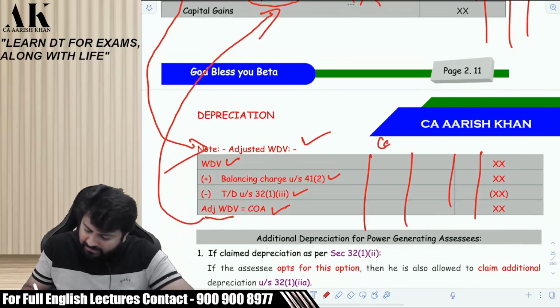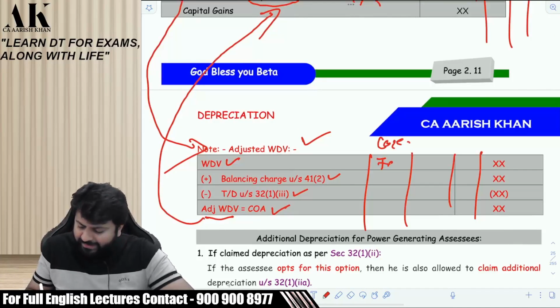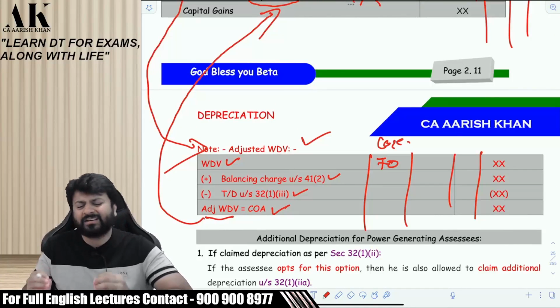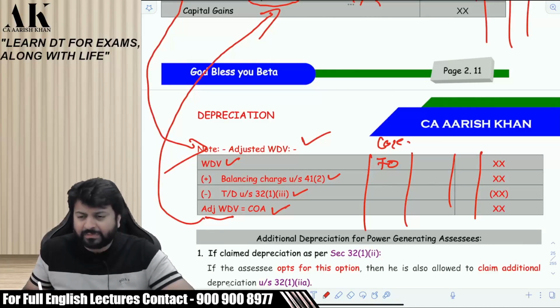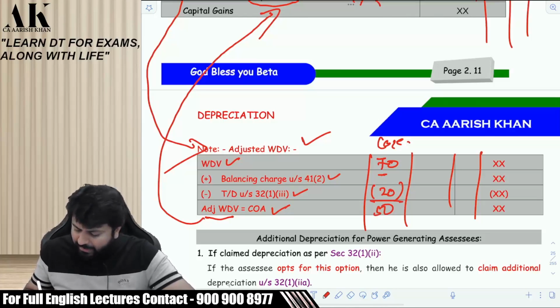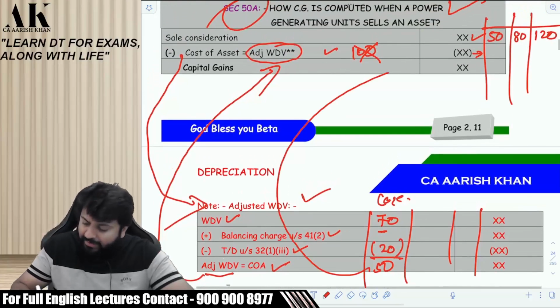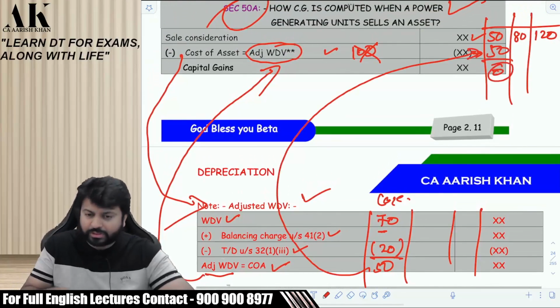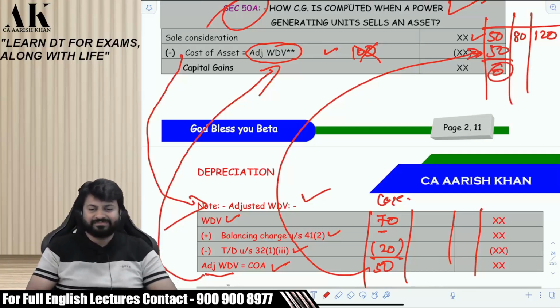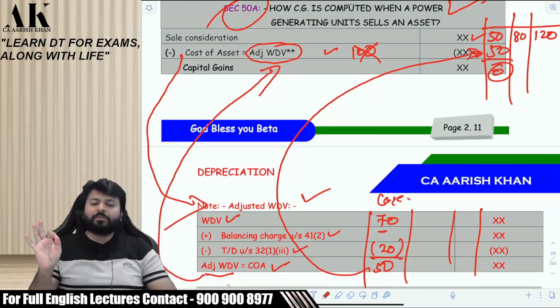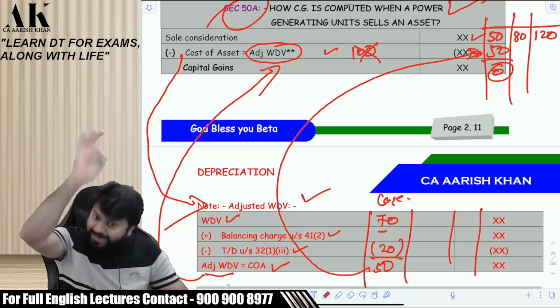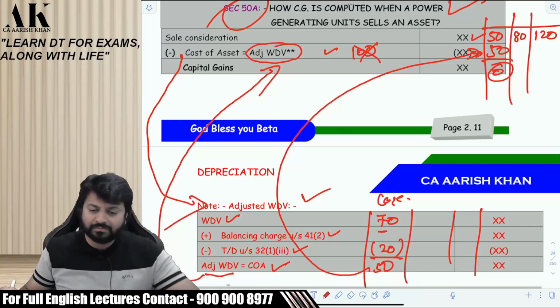Now what is adjusted WDV for all three cases? Case 1, WDV is 70. Please tell me, in case 1 is there balancing charge or terminal depreciation? There is no balancing charge. There is a terminal depreciation of 20 rupees, right? This will become 50, and this will become your cost in case 1, and see now it will become 0. It will not come as loss. They have made such a formula whereby if there is a loss, it will become 0. If there is a gain, it will remain gain. The gain will not become 0.